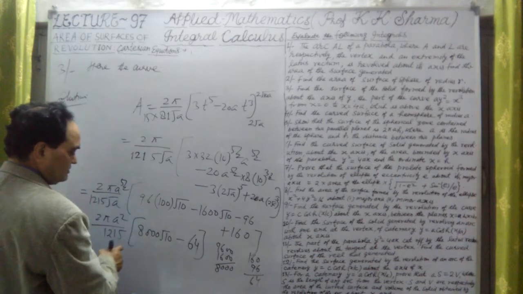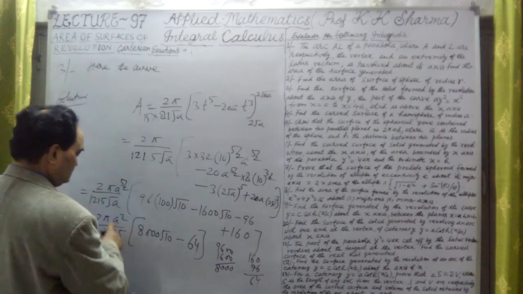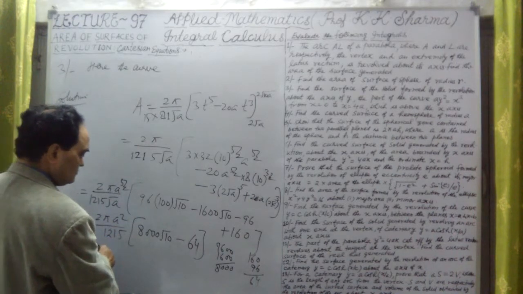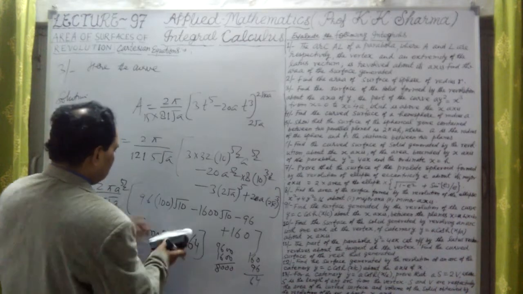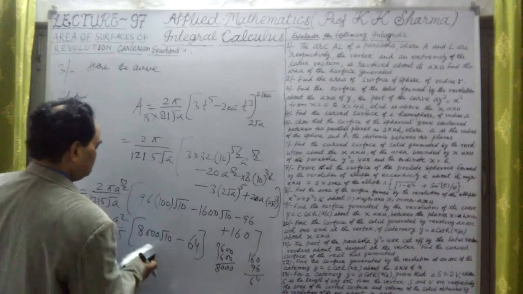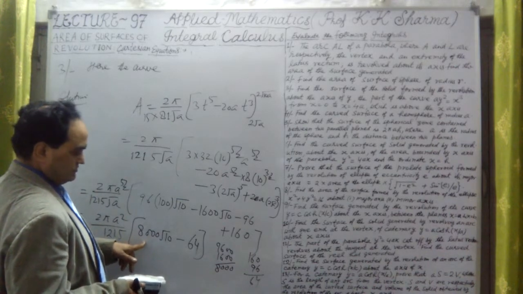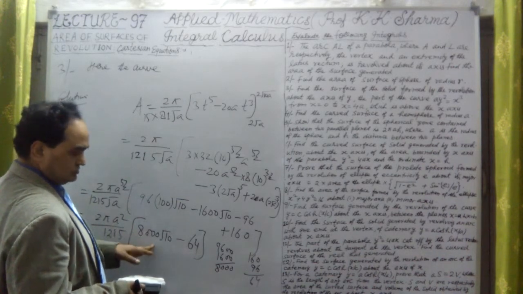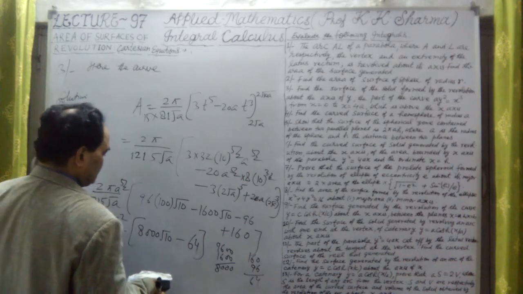Again 64 can be taken common. That value is there, so it can now come out because this is 16 into 4. 16 is taken common. Then this is 8. If I take common, then it is 1000. 8000, it was 9600, it is 8000.